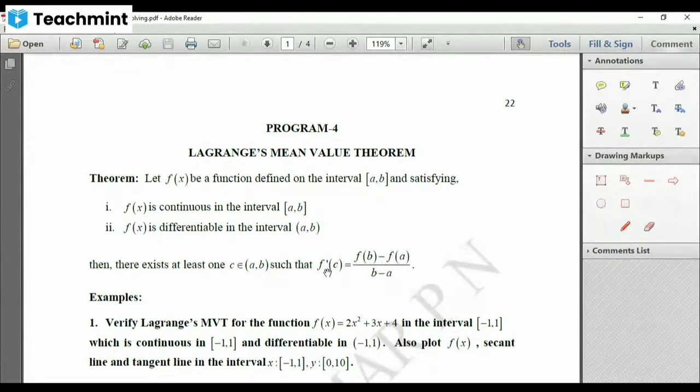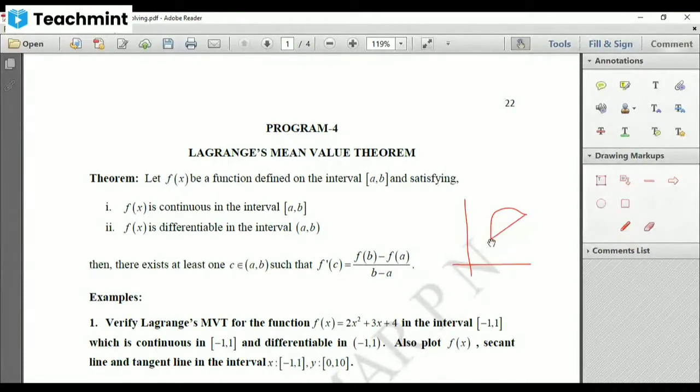That means the slope of the tangent drawn at c will be equal to the slope of the chord drawn in between a and b. So this is the slope of the chord. See, this is the graph. Suppose this is your graph, then you draw the chord in between these two, from say here to here, right?